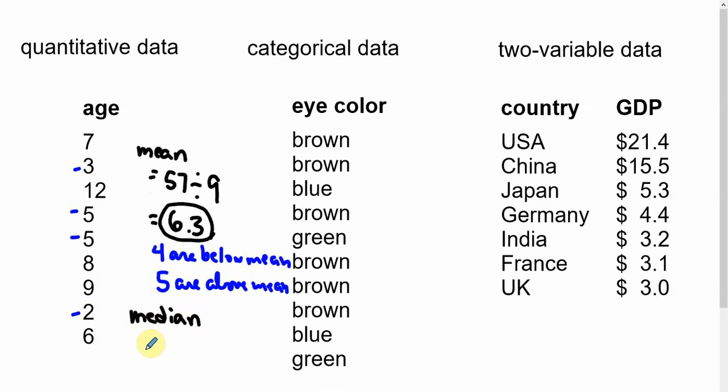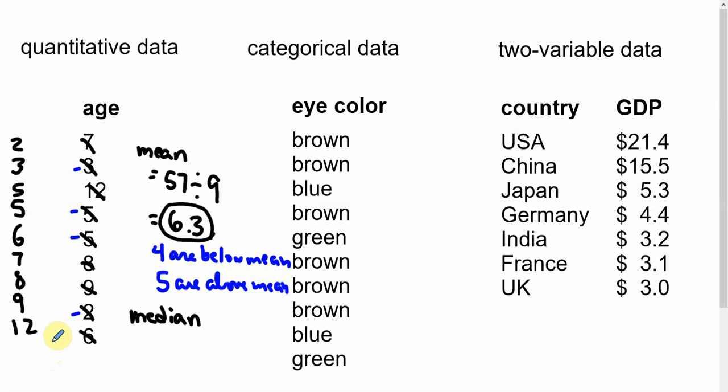All right, so now for the median, I can't work with the numbers in this order. I have to put them in order. So let me reorder these. 2 is the smallest, and I'll cross them off as I go. 3, 5, 5. Then we got a 6, a 7, 8, 9, and then a 12. And just to make sure I didn't miss any, 1, 2, 3, 4, 5, 6, 7, 8, 9. Yes, I still have all 9 numbers.